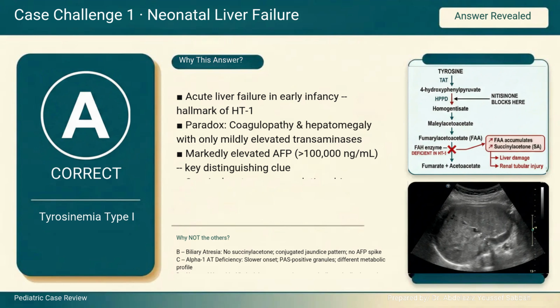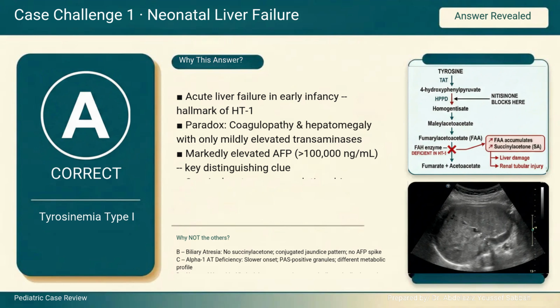This is because the liver damage is driven by toxic metabolite accumulation rather than typical hepatocellular inflammation. Markedly elevated alpha-fetoprotein, often exceeding 100,000 nanograms per milliliter, is a key distinguishing clue. The pathophysiology involves deficiency of fumarate acetoacetate hydrolase, the final enzyme in the tyrosine catabolic pathway. This leads to accumulation of fumarate acetoacetate and succinylacetone, which drive hepatocyte destruction via oxidative damage. Nitisinone blocks the pathway upstream to prevent this accumulation.